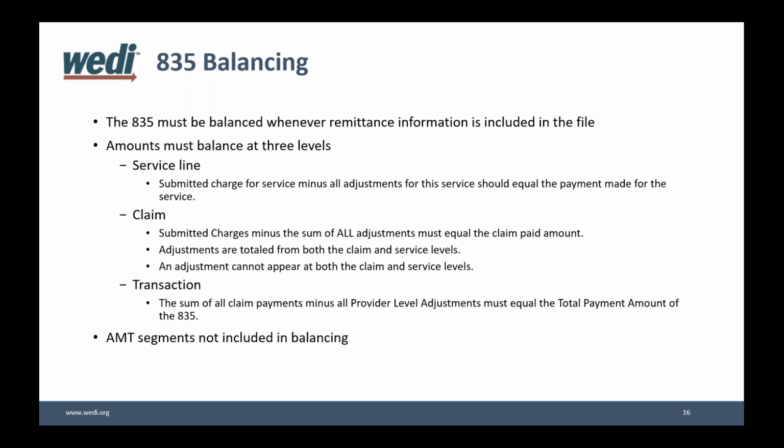Once all of the claims balance, then the last piece would be the transaction, which is your total paid amount. That's taking all of the claim payments, which, as we know, have all been balanced to the service lines, and applying any provider level adjustments, and that would then equate to your paid amount. Next slide, we're going to talk about what these adjustments look like.